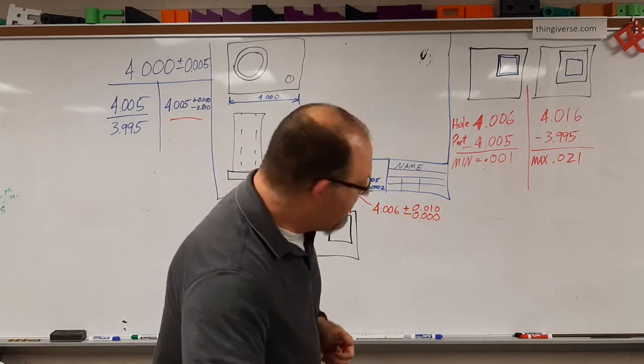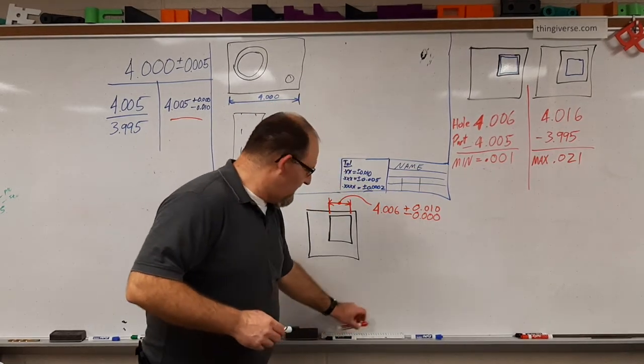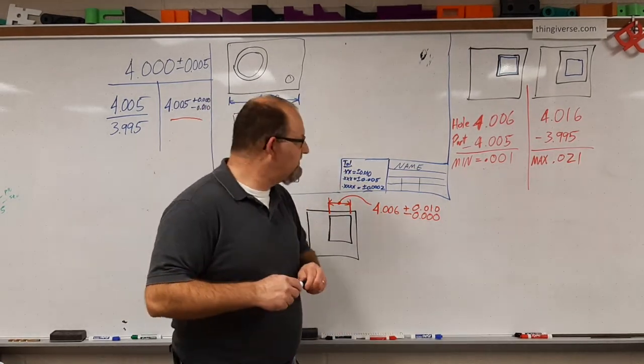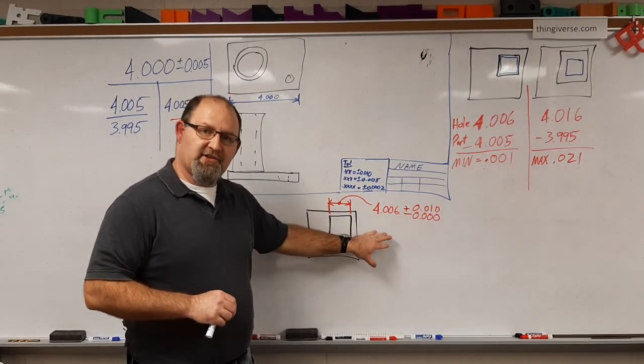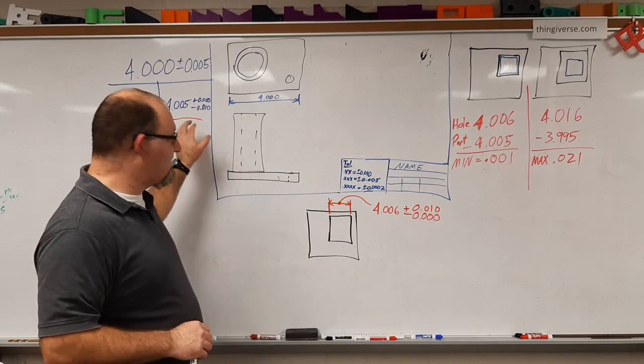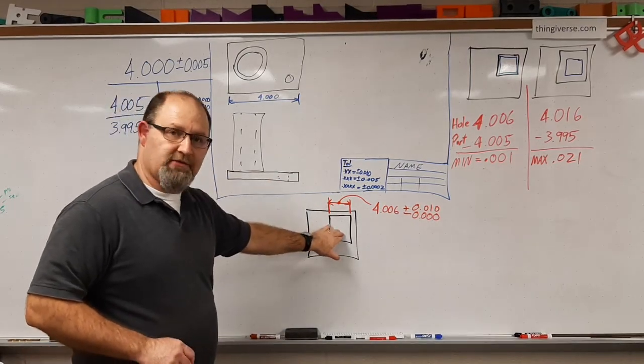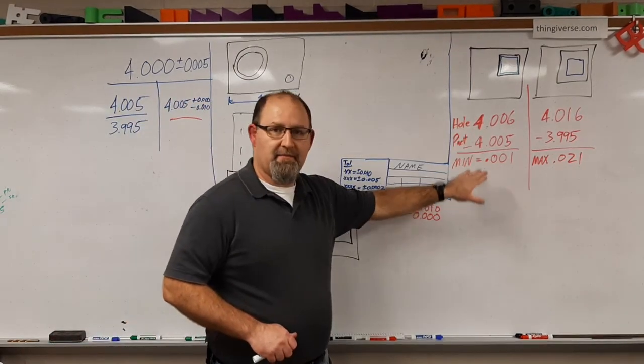Now, what we want to do is talk about how this fits in. So at this stage of the game, we've calculated up the tolerances for the part and for the square hole, and how to find the upper and lower limits.